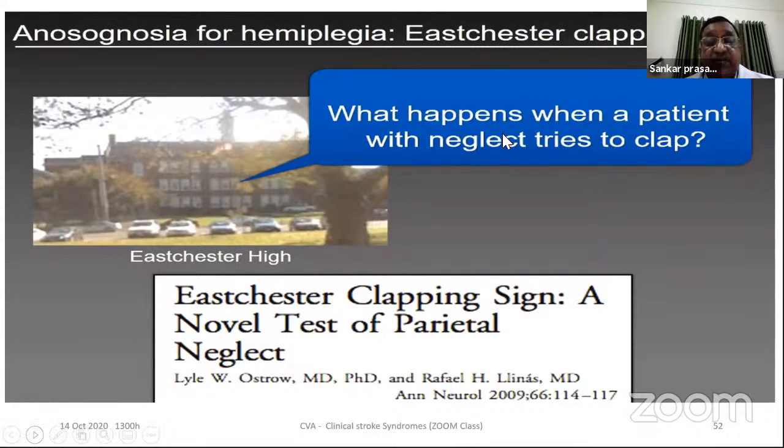So what happened was, in a high school in New York, one bright student asked the teacher how a hemineglect or anosognosia patient claps, if you ask them to clap. Even the teacher didn't know, and they talked to some neurologists, who had never thought about it. Then they went and checked in their ward, and the patients started clapping with only one hand. So that has become the East Chester clapping sign, and this is easy to identify. If you ask a person with a stroke to clap, and he claps with one hand, the other hand he doesn't know.